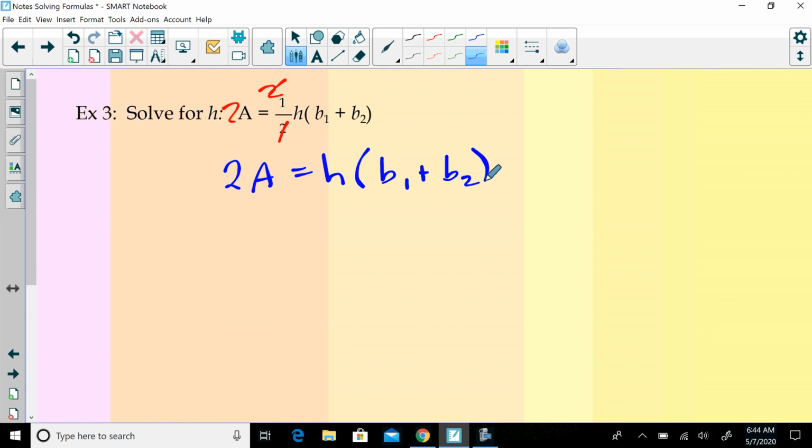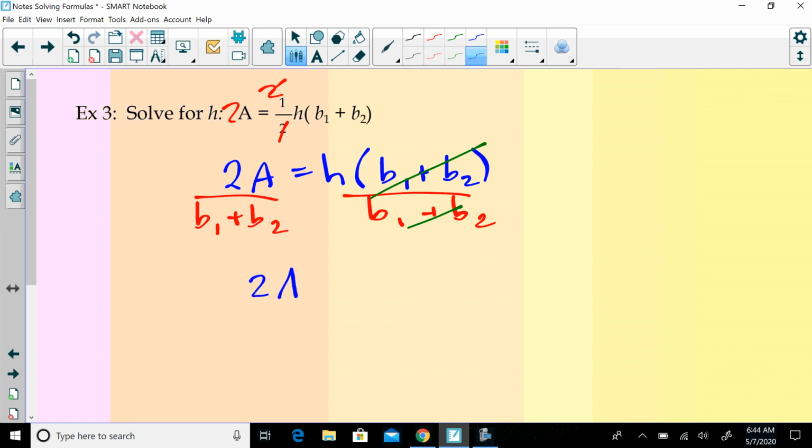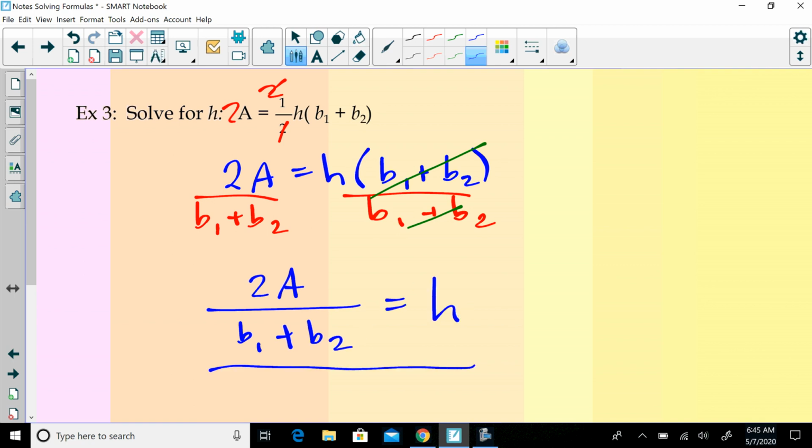And now we think about the operation between h and b sub 1 plus b sub 2. You don't have to move them independently, and you don't need to distribute the h. The h is already separated from b sub 1 and b sub 2, so the last thing we're going to do is just divide by b sub 1 plus b sub 2 so that we can cancel it on the right side. We're going to divide by b1 plus b2 on both sides, and your final answer should look like 2a over b sub 1 plus b sub 2 is equal to the value of h, and that would give you the height from that way.